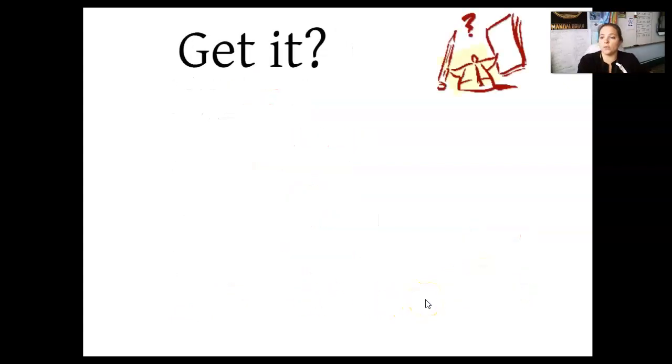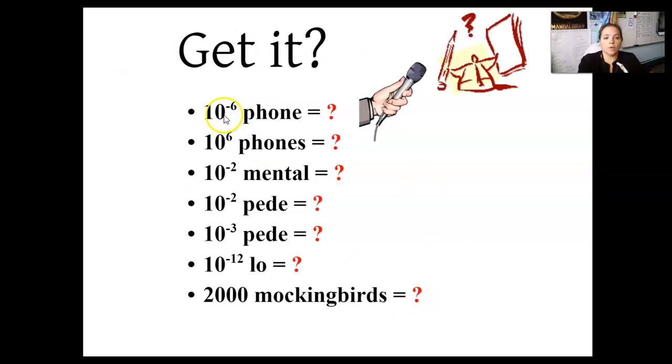All right, so let's see if we can do some more. So if I got 10 to the 6th phones, our phone, it is going to be a 10 to the 6th microphone. 10 to the 6th is going to be a megaphone. Yes, mega's not on here, but you can make a note on there.